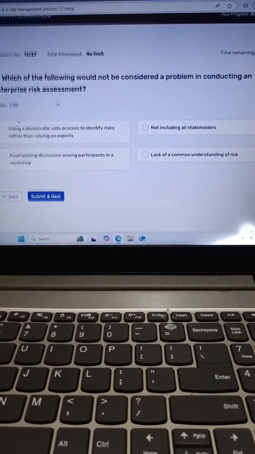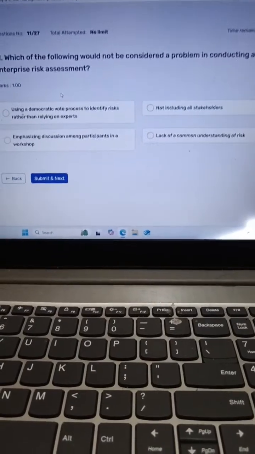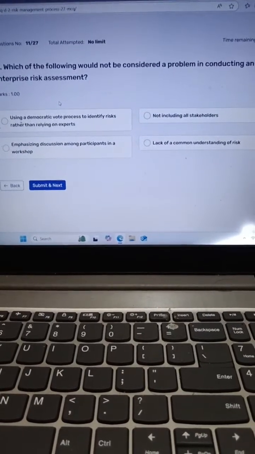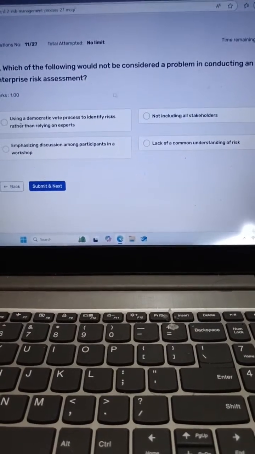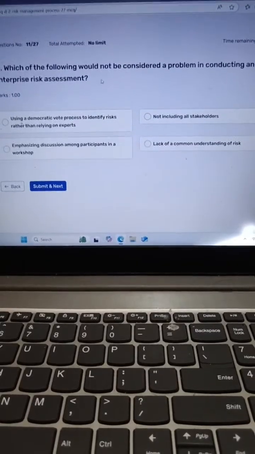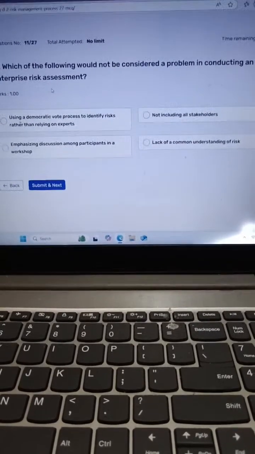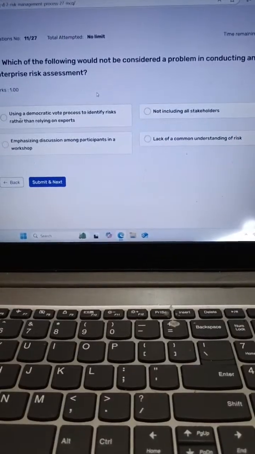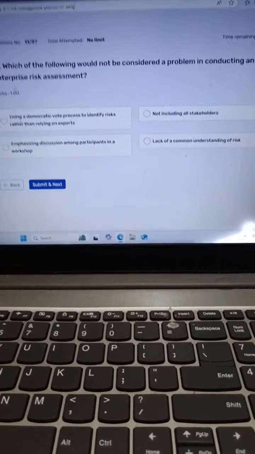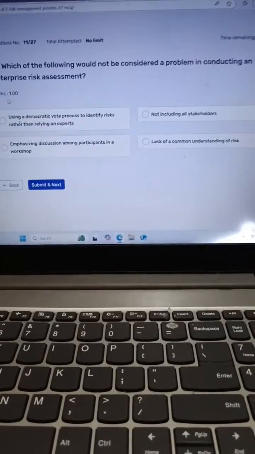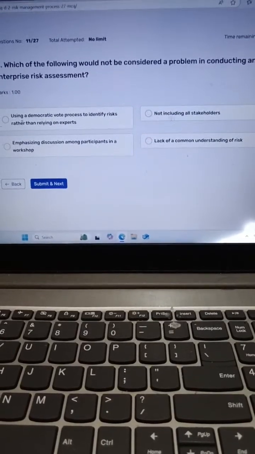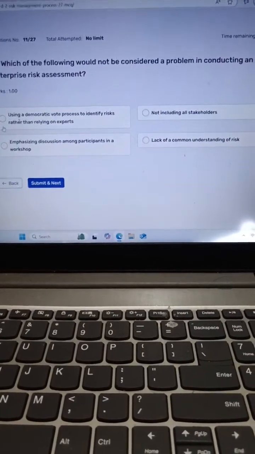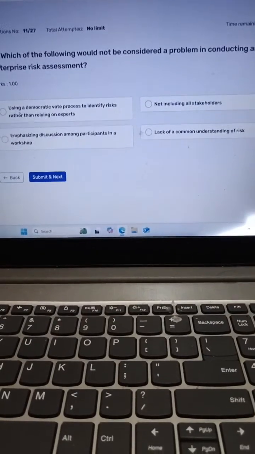And now we are on question number 11. Which of the following would not be considered a problem in conducting an enterprise risk assessment? We need to understand whether this is assessment, identification or mitigation. This is the assessment level. We are assessing the risks, right? Not including all of the stakeholders, this is not the right answer, I think.